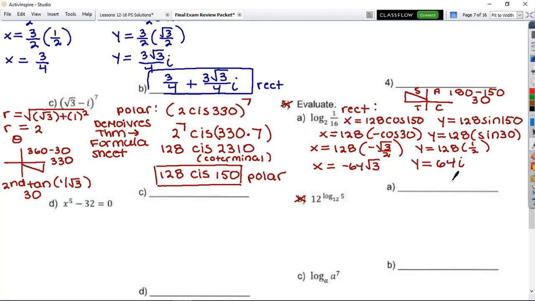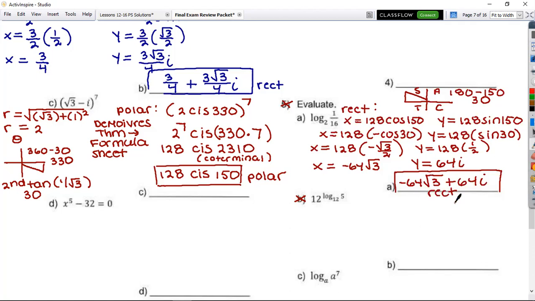So last answer in rectangular. I'm going to write it on this blank just because I have space there, but it's obviously not that answer. So negative 64 radical 3 plus 64i. And this is your rectangular answer. Involved, not hard, just lengthy. How's letter C? It kind of puts everything together for you.